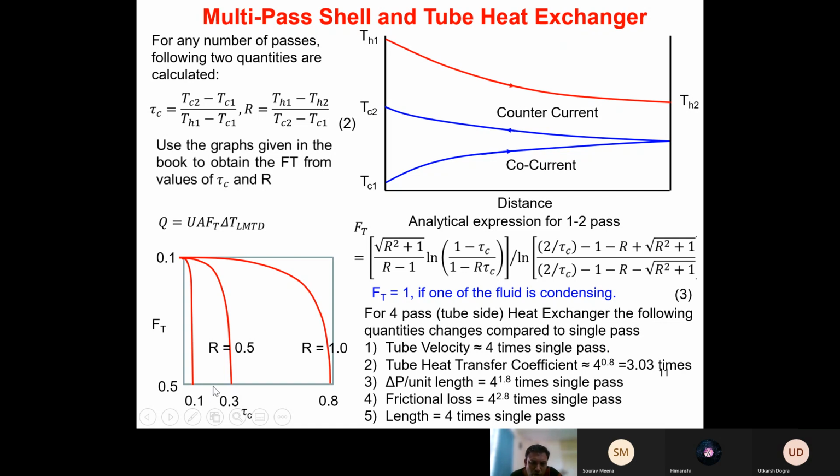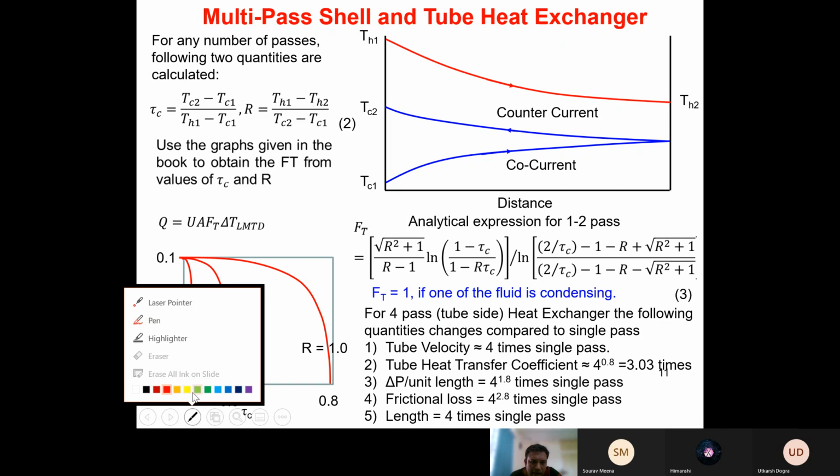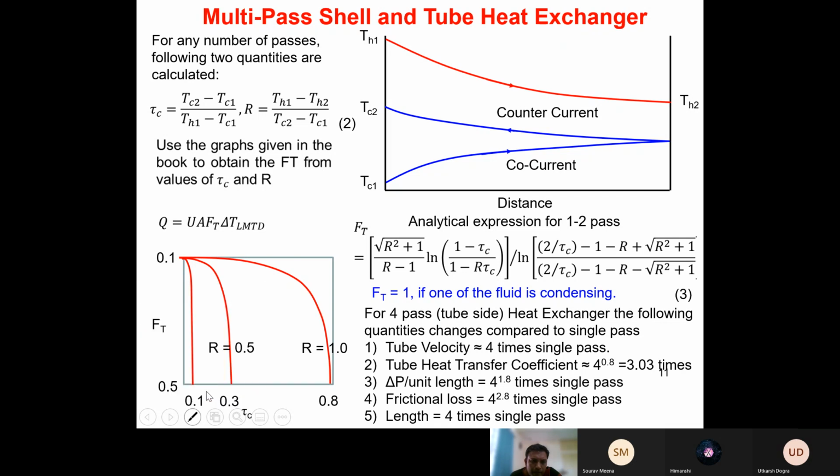So let's say this tau C value is somewhere here, 0.2. In that case, I can calculate my Ft value like this. So let's say here I will have 0.2, isn't it? If I extrapolate this line on this R curve here, somewhere here I will get the value of the Ft factor for this case. Is it clear? This is how we calculate the Ft factor using different graphs.